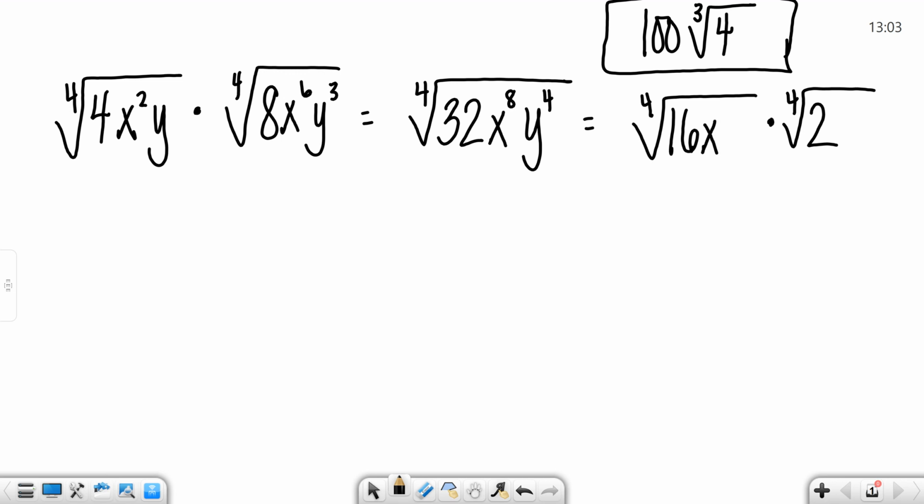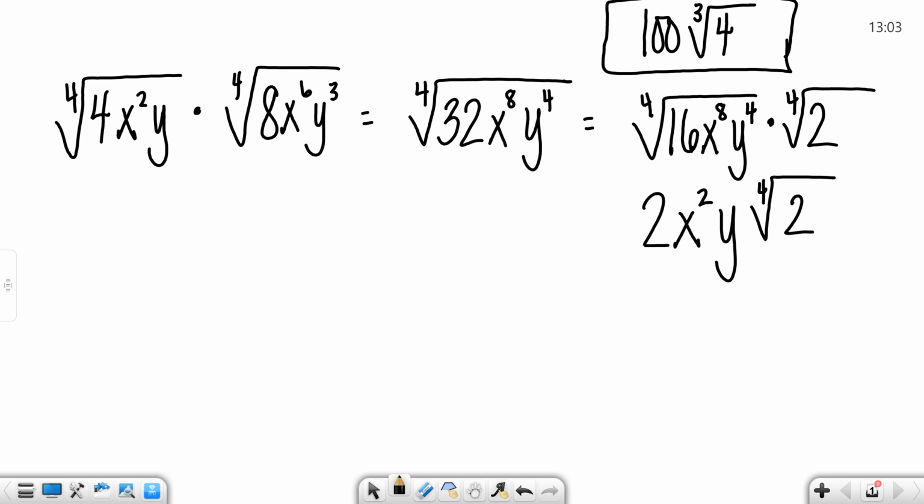16 times 2 would give me 32. Now the good news here is I can take the 4th root of x to the 8th and y to the 4th. Remember, we check that by saying 8 divided by 4 and 4 divided by 4. So this first radical can be simplified. The 4th root of 16 is 2. The 4th root of x to the 8th is x squared. And the 4th root of y to the 4th is y. The 4th root of 2.